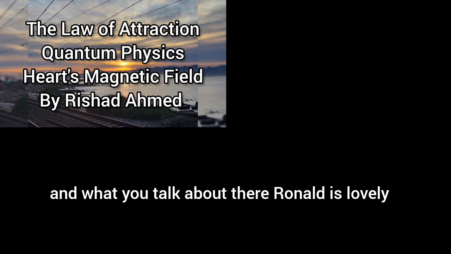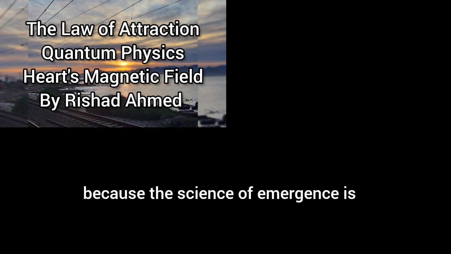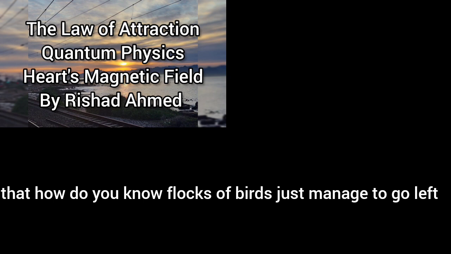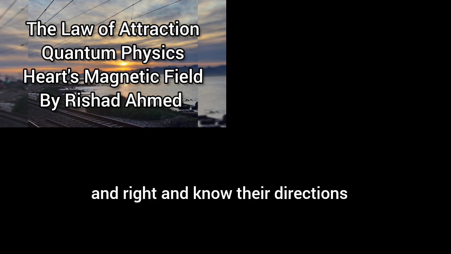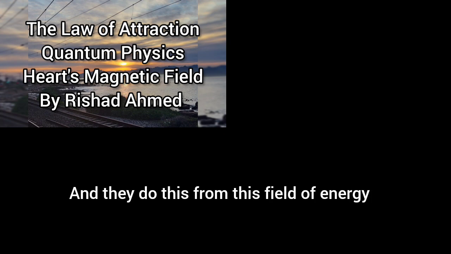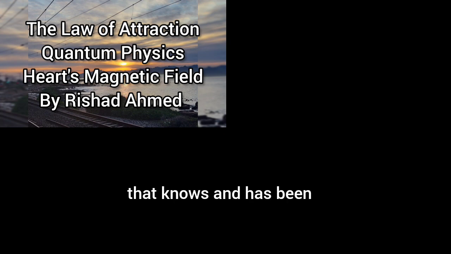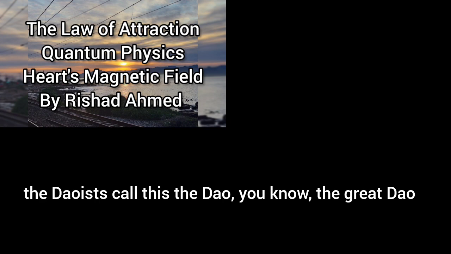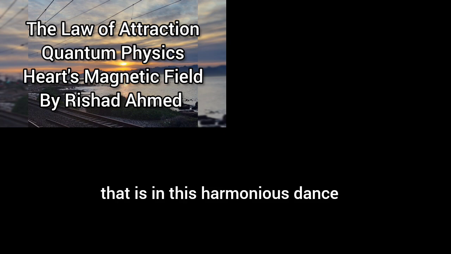So again, it's all about going into the heart, and what you talk about there, Ronald, is lovely, because the science of emergence is that how do flocks of birds just manage to go left and right and know their directions and go over this location, and they travel these enormous distances without getting lost, and they do this from this field of energy that knows and has been coordinating, existing, and the Chinese call this, and the Taoists call this the Tao, the great Tao, the great universe, the great mother that is in this harmonious dance.